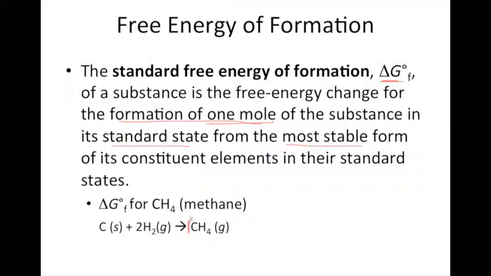So we're showing the formation of 1 mole of methane from its constituent elements, so carbon and hydrogen in their most standard states. So here we have carbon solid, this would be graphite, and 2 moles of hydrogen gas. The most standard form of hydrogen is the diatomic H2. And again, we have to balance this, so we have to have 2 of these. But always we have 1 mole of our product.